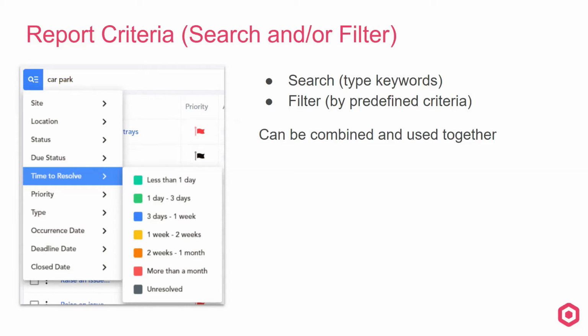Alternatively, or as well as, you can also apply filters. Filters are preset criteria, and as you can see, they're grouped in lots of different ways. So you can filter by particular sites. Because we're dealing with issues here, you can filter by locations within a particular site, status, and so on.